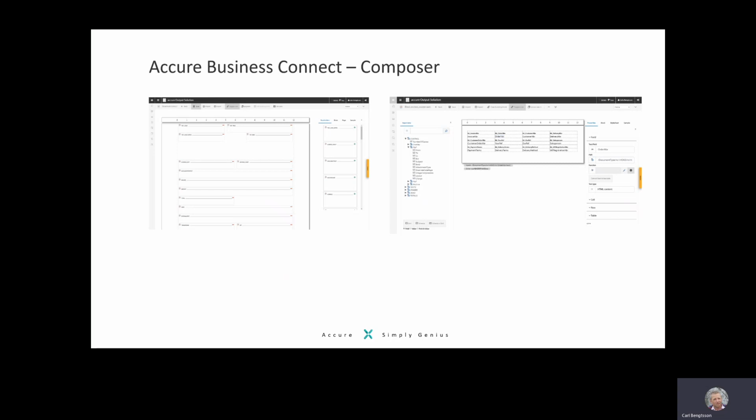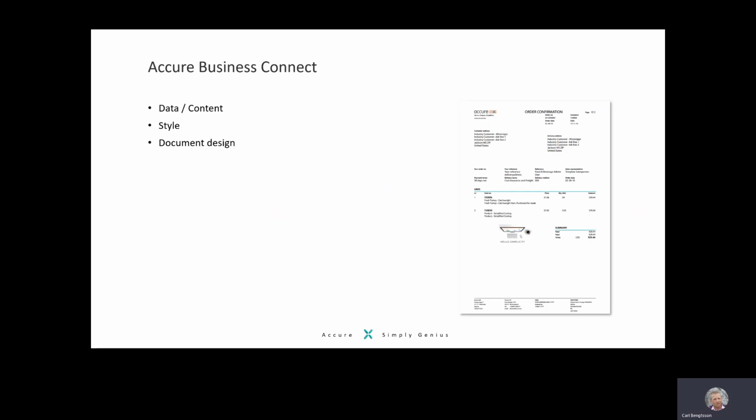This is a short overview of what the composer looks like in the Acure Business Cloud. We have a structure composer where we can design the pages in a bigger picture, and we also have a second part where we design the individual building blocks, where we can put the fields in different places of the documents. We have a specific way of designing a document.